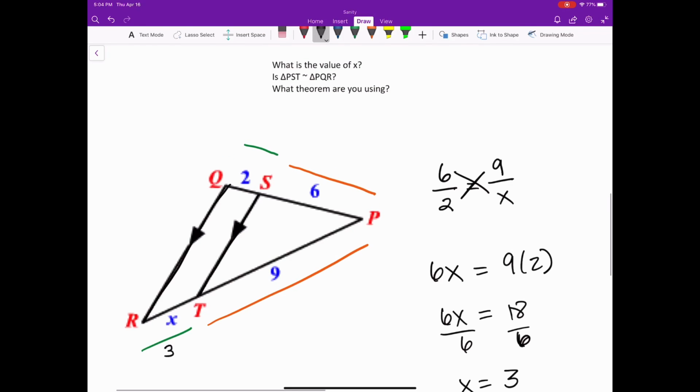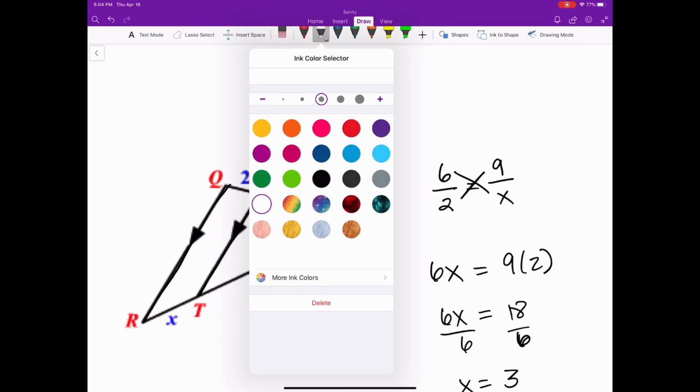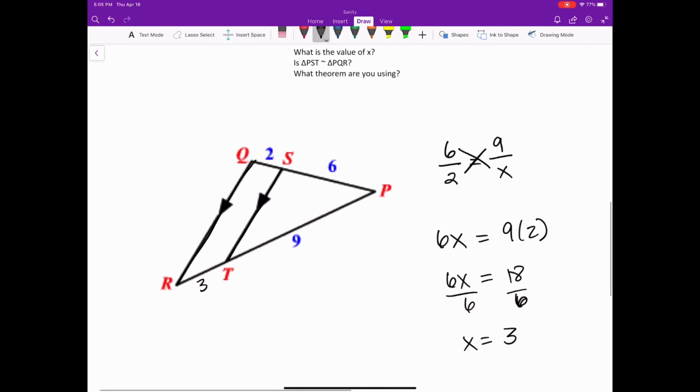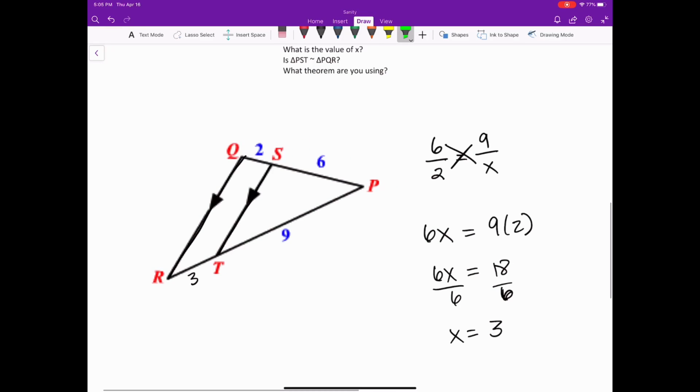And now my question asks, is triangle PST similar to triangle PQR? Give me just a second here. I'm going to replace this with 3 since we know that length is 3. There we go. All right. So it's asking, would this triangle PST be similar to triangle PQR? Would those two triangles be similar?